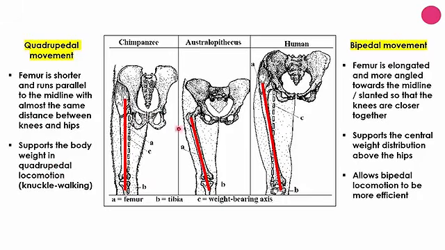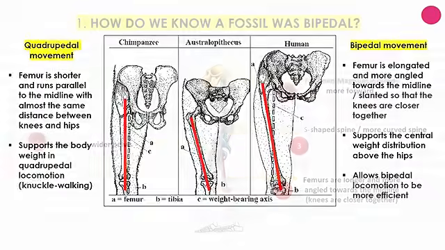Then with one of our ape-like ancestors, you can see that the femur is already getting a bit longer, a little bit more slanted. So that's why Australopithecus is an example of an ape-like ancestor that shares some of these bipedal characteristics with humans and therefore forms part of our human evolution. And then in humans, a much longer femur, very angled towards the midline, and the knees are close together to keep that central weight distribution above the hips, allowing bipedal locomotion to be more efficient.